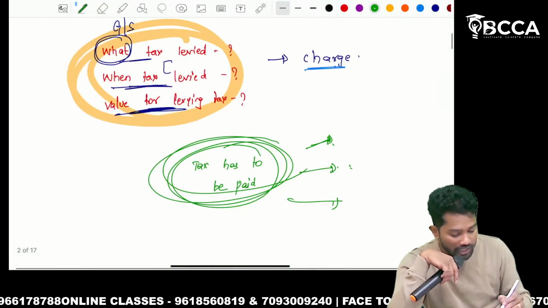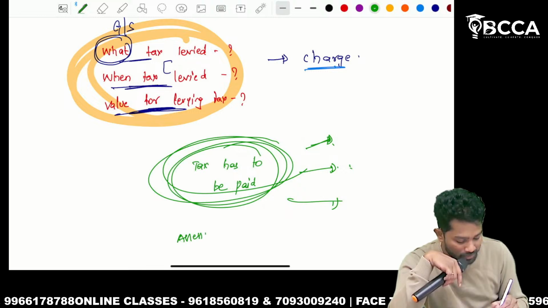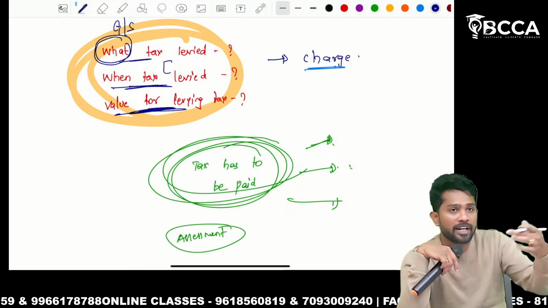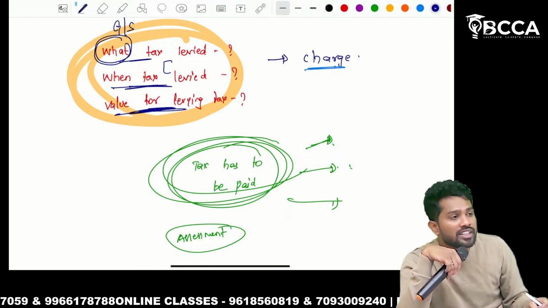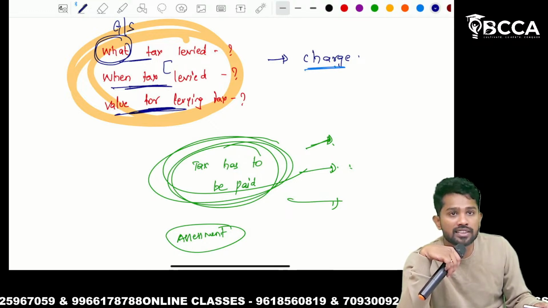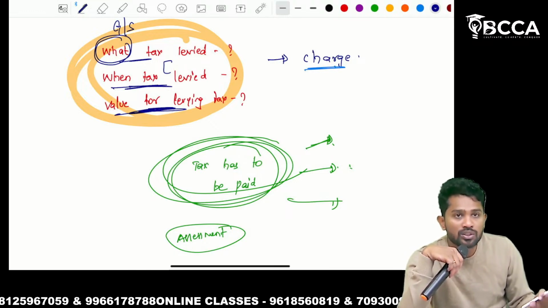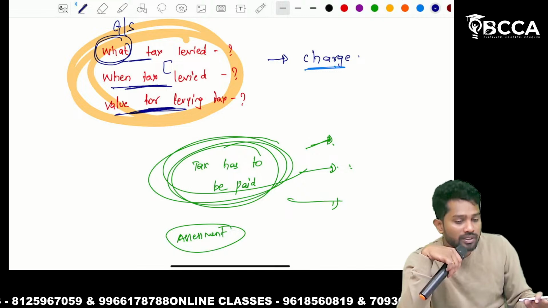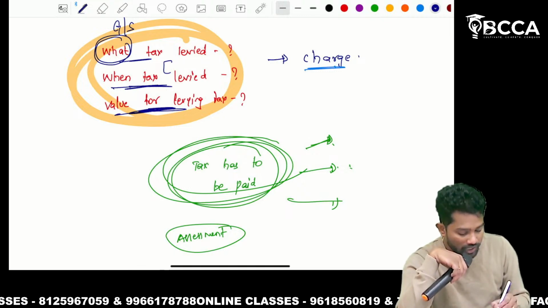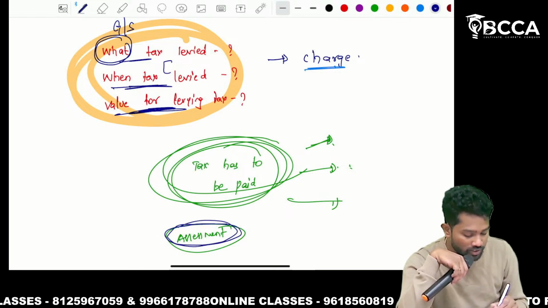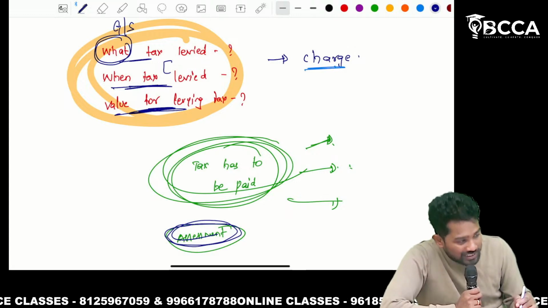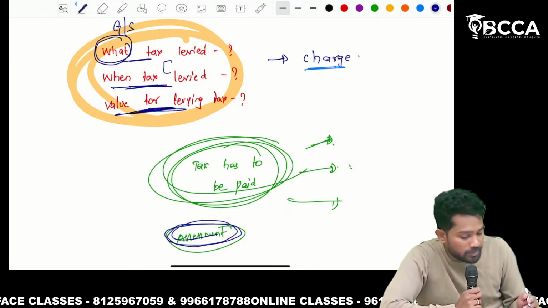And then the last part is related to assessment. When you calculate tax and pay on your own, whether the calculation you did is correct or incorrect, to verify all that, assessment will be carried out. Assessment, reassessment, best judgment assessment, those kinds of things.